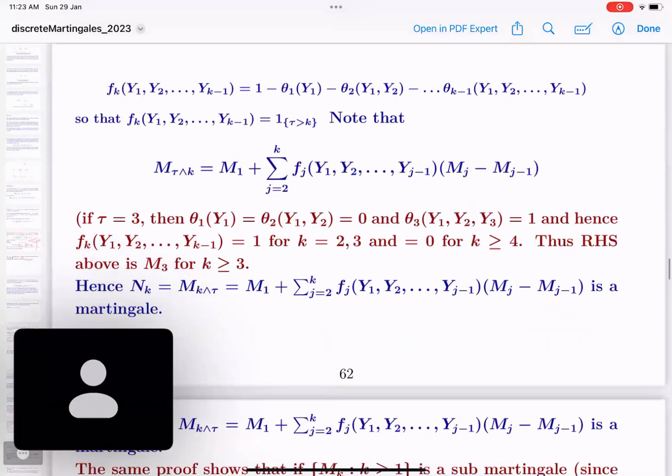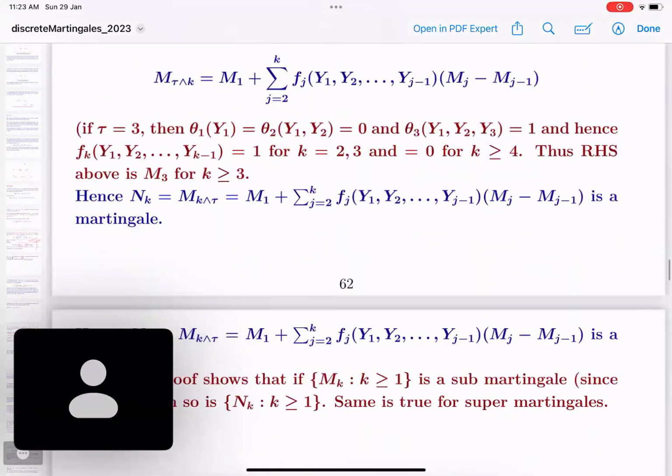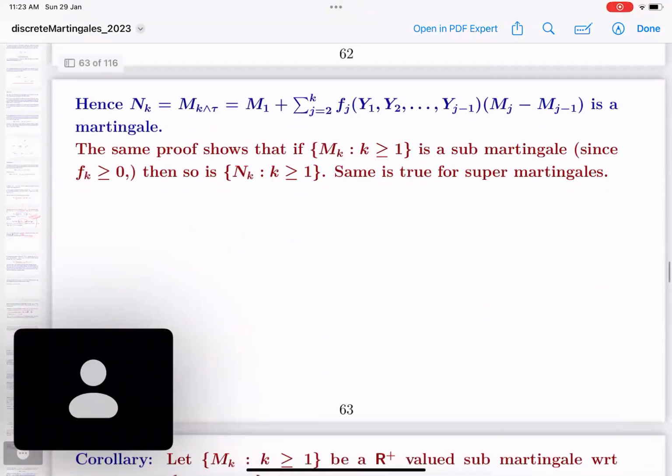So for a sequence, if tau were 3, that will mean that at time 1 you have to continue. So these are 0, and at time 3 you have to stop. So that one is 1, and the same proof shows that if m was a submartingale, then after stopping you are going to get a submartingale, because our multipliers are here 1 or 0, so they are non-negative.